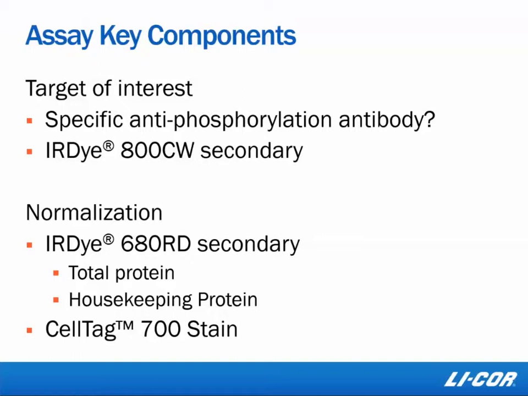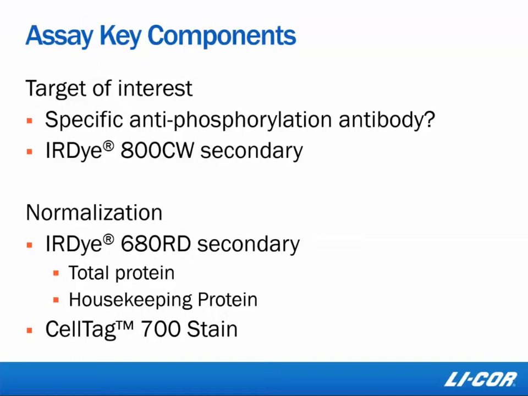IRDye 800CW is optimized at LI-COR to work with the In-Cell Western Assay, and it's designed to work with the 800 channel on an Odyssey system. Now, for these assays, it's important to normalize your phosphorylation signal from well to well to take into account any changes in cell number. To accomplish this, there are a number of techniques to choose from.